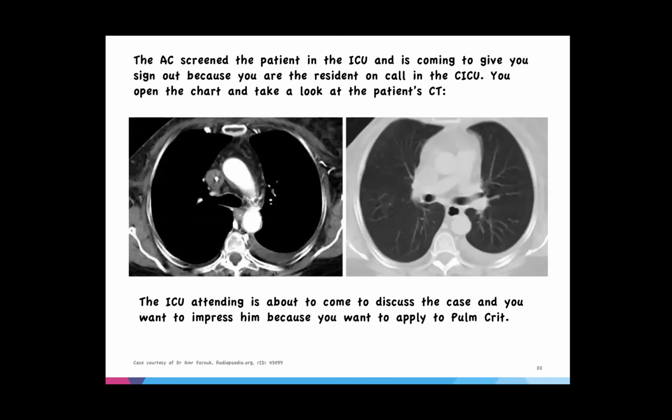The ED saw the patient and they screened them to the ICU because they're intubated. They're coming to you to give you sign out because you are the resident on call in the ICU. And again, you're the resident, so you're going to make the decision. You open the chart, take a look at the patient's CAT scan, here shown, and the ICU attending is about to come and discuss the case with you. You want to impress him because you're about to apply to fellowship.